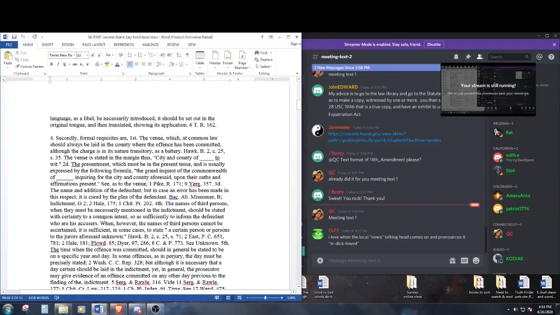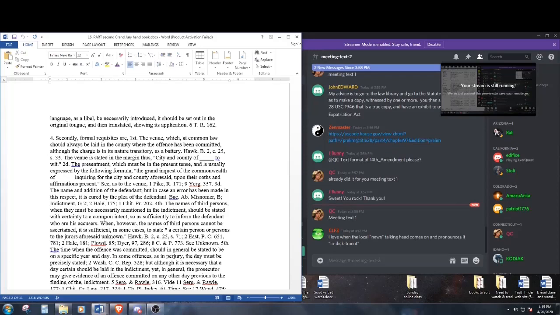So in the sides here, it used to be up and down as to city and county of blah, blah, blah, to wit. And then the presentment, which must be in the present tense and is usually expressed by the following formula. Quote, the grand inquest of the Commonwealth of wherever, inquiring for the city and county aforesaid upon their oaths and affirmations present. So that's a good basis of what you'd want to write out when you did that as a grand jury. There are other forms and other aspects that I have in the grand jury manual too, which will help people out when they originally come together and form a proper grand jury of the peerage.